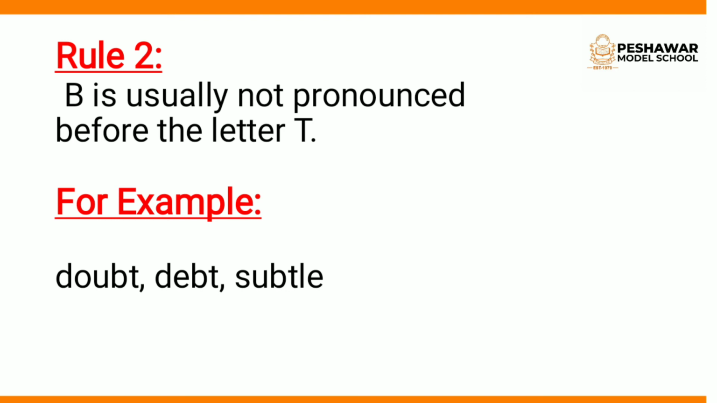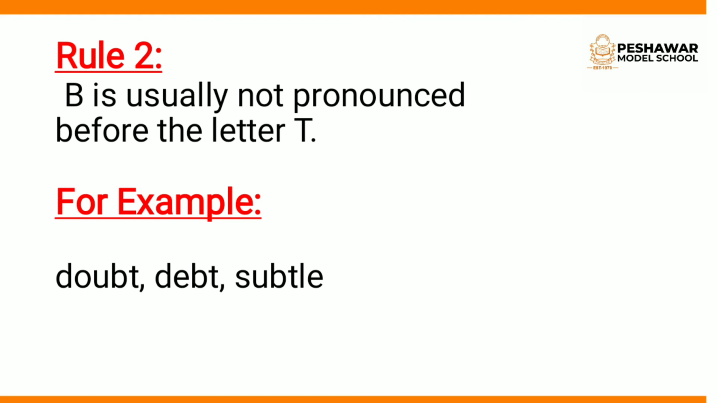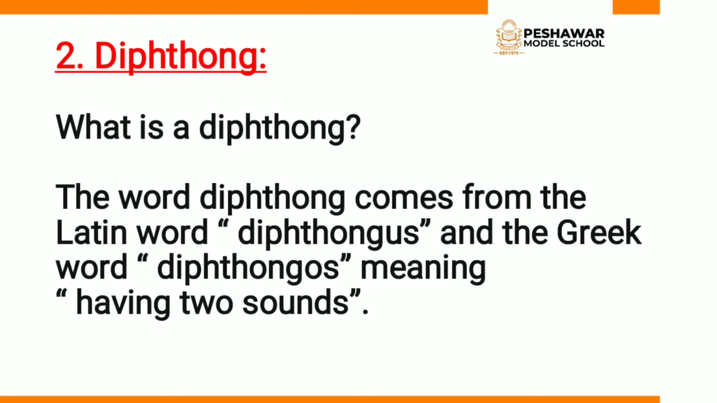Look at the third example. S-U-B-T-L-E. So we will pronounce it "subtle". We will not say "subtle", no, wrong word. We will say "subtle". So rule number 1 is that whenever B is followed by M, you will make the B silent. Rule number 2, B is not usually pronounced before the letter T.